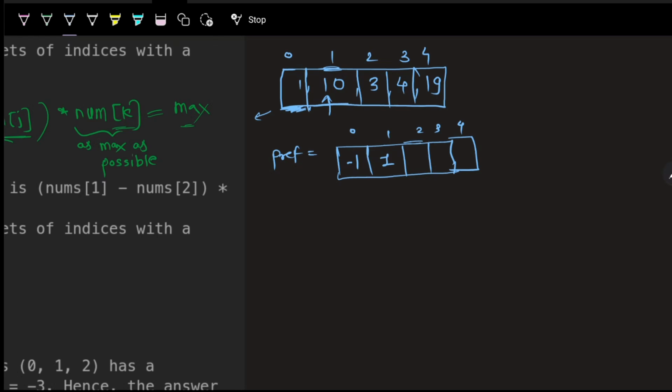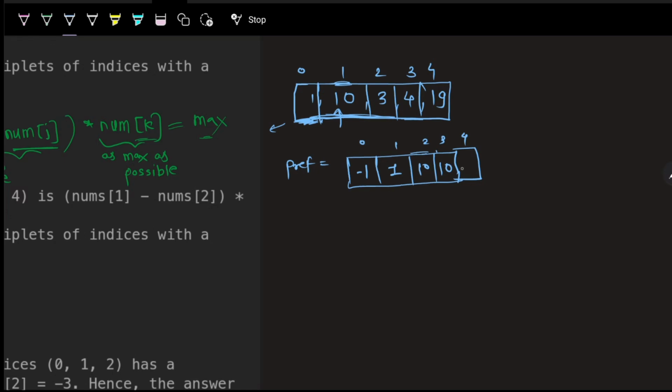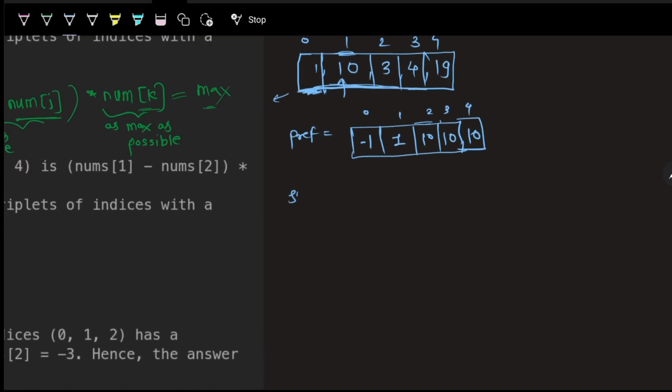For the second index the maximum value would be 10, which I have seen so far till here. For the third index, the maximum value would be again 10 only. For the fourth index it will be 10 only, correct. So this is what the prefix array is telling me.